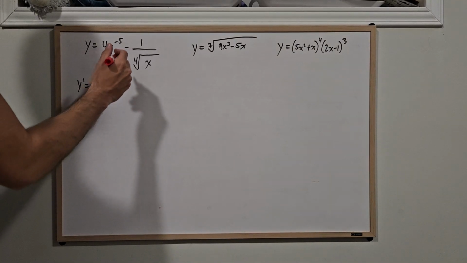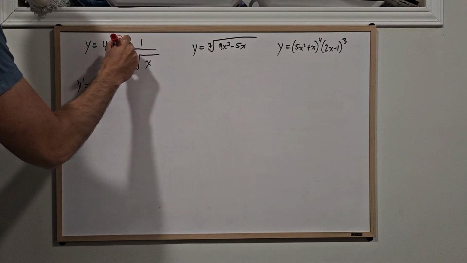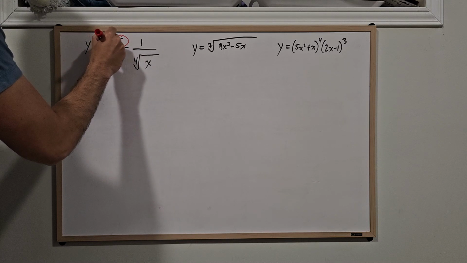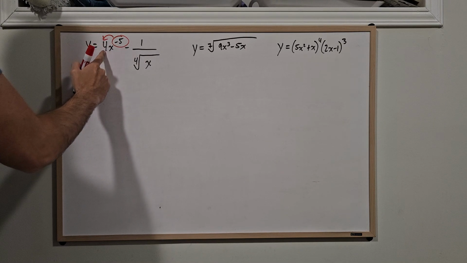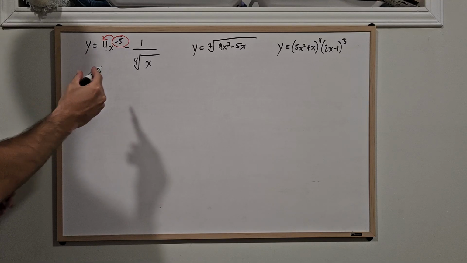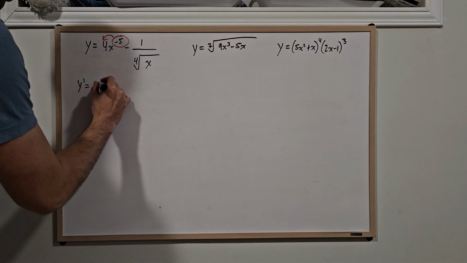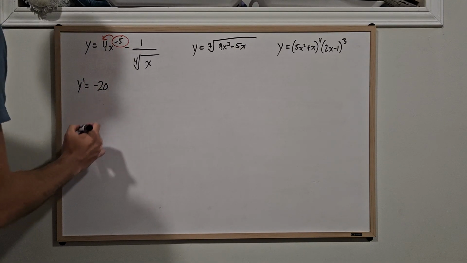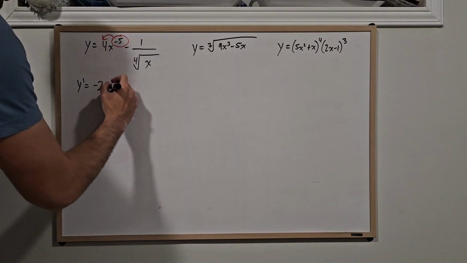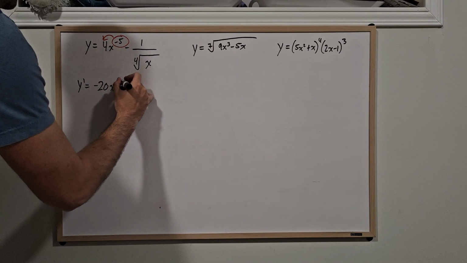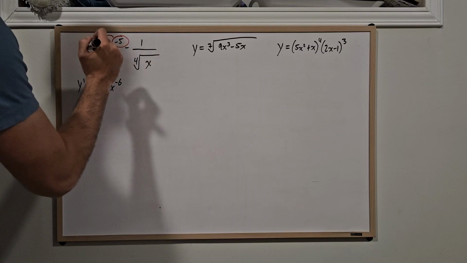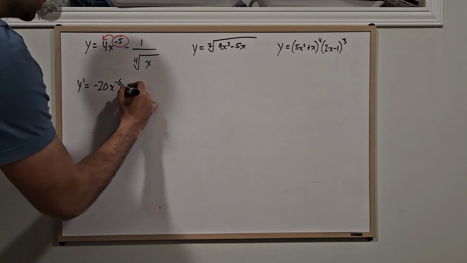This one, what we're going to do is we're going to take our negative 5, right? We're going to bring it down to the front, right? So it's going to be negative 5 multiplied by the 4, which is going to be negative 20. Okay? X is going to still be there. This is going to be minus 1, right? So negative 5 minus 1 is going to be negative 6.